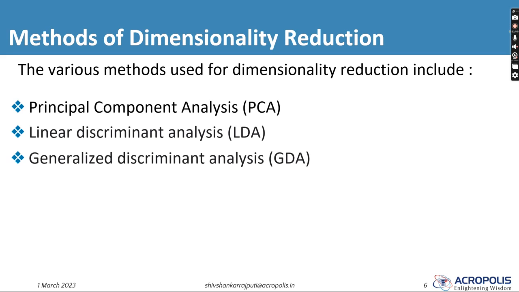Methods of dimensionality reduction. There are various methods used for reducing the dimensionality of objects, which include three primary ones. Number one, principal component analysis (PCA), number two, linear discriminant analysis (LDA), and number three, generalized discriminant analysis (GDA).